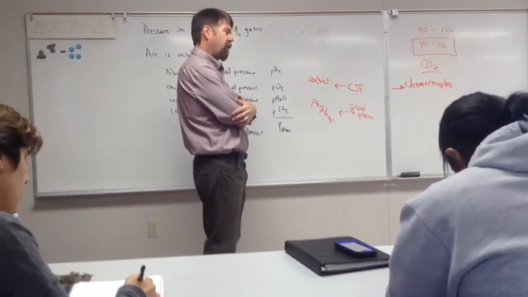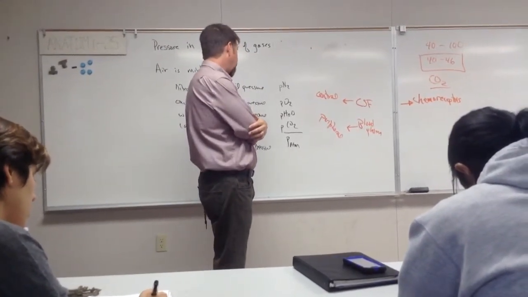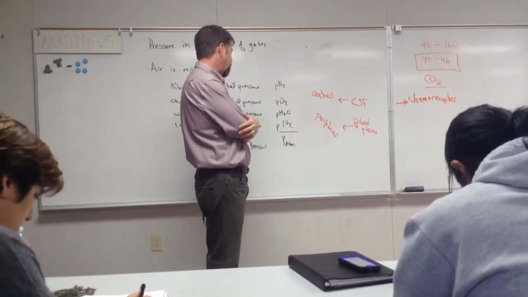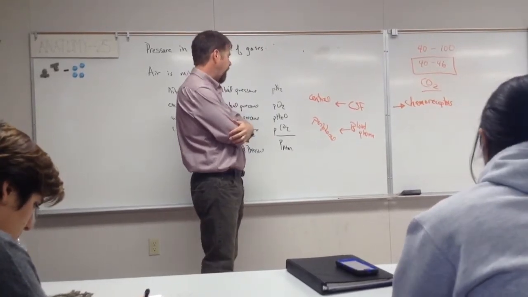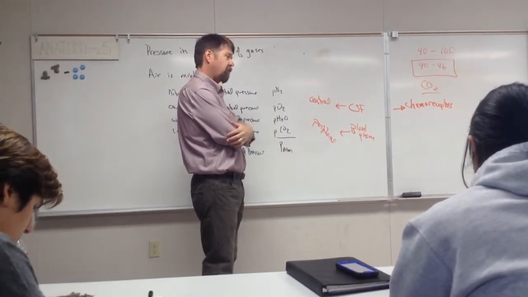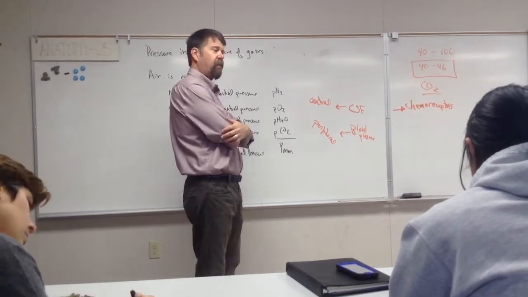Brainstem, and they're going to be monitoring the cerebrospinal fluid there. Where should you have peripheral chemoreceptors? Tell me two arteries that are probably important.